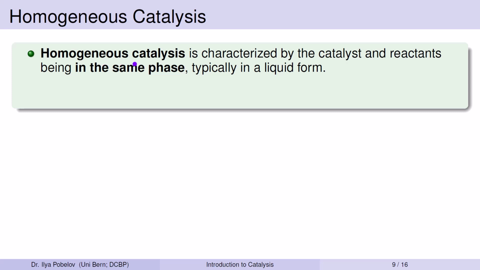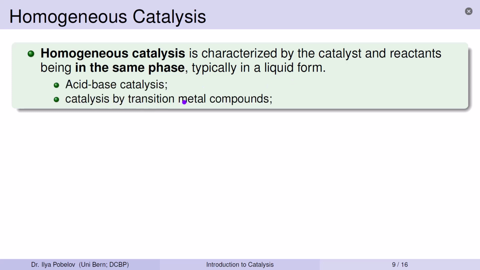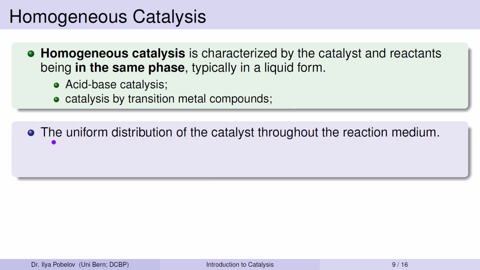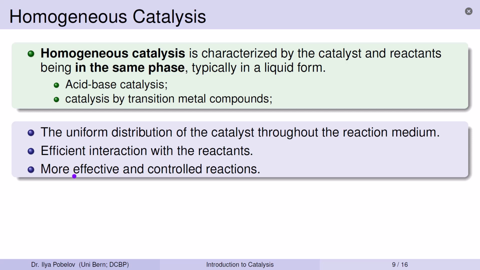Homogeneous catalysis is characterized by the catalyst and reactants being in the same phase, typically in a liquid form. It includes, for example, acid-base catalysis or catalysis by transition metal compounds. In homogeneous catalysis, the uniform distribution of the catalyst throughout the reaction medium allows for efficient interaction with the reactants. This can lead to more effective and controlled reactions, as the catalyst can uniformly influence the reaction process.